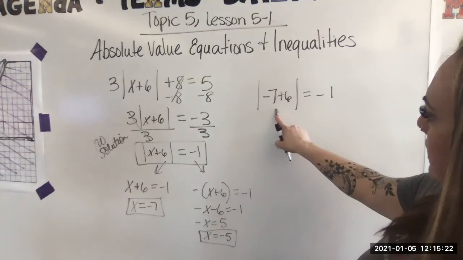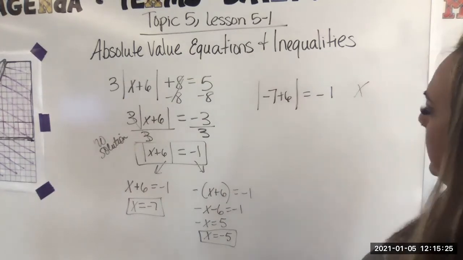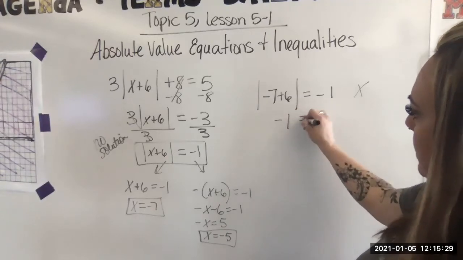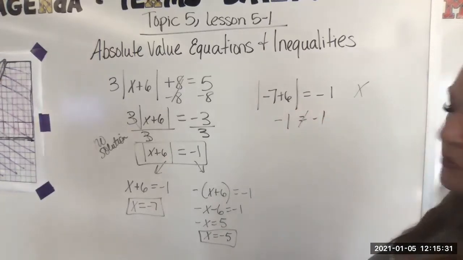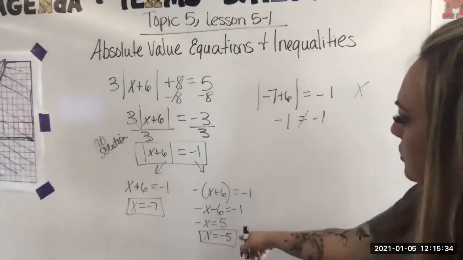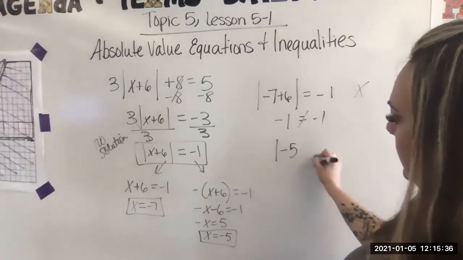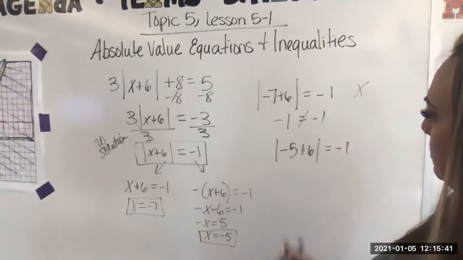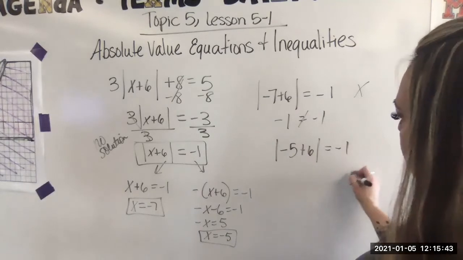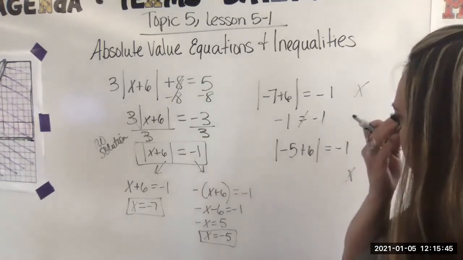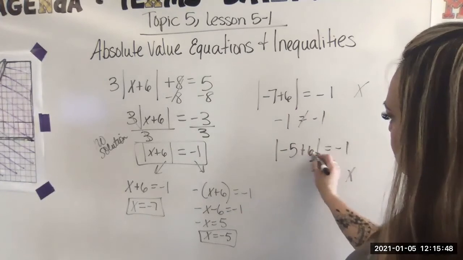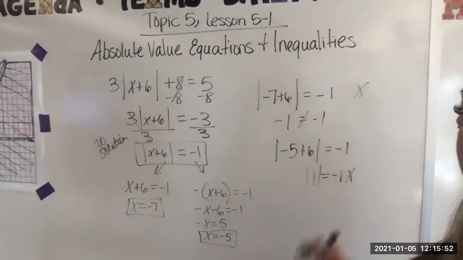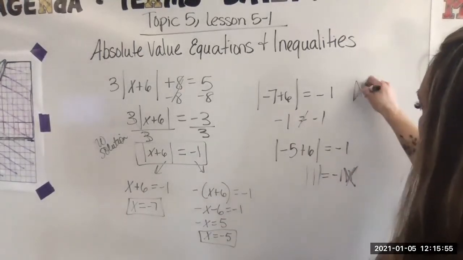Well, we know this isn't going to work, right? Because this is -1. The absolute value of -1 is not -1. It's +1. Let's try this one. Absolute value of -5 plus 6. Again, we're still stuck with this equaling a negative, so this is also not going to work. Because this becomes a 1, 1 does not equal a -1, especially the absolute value of it. So that is not going to work. These aren't going to work.